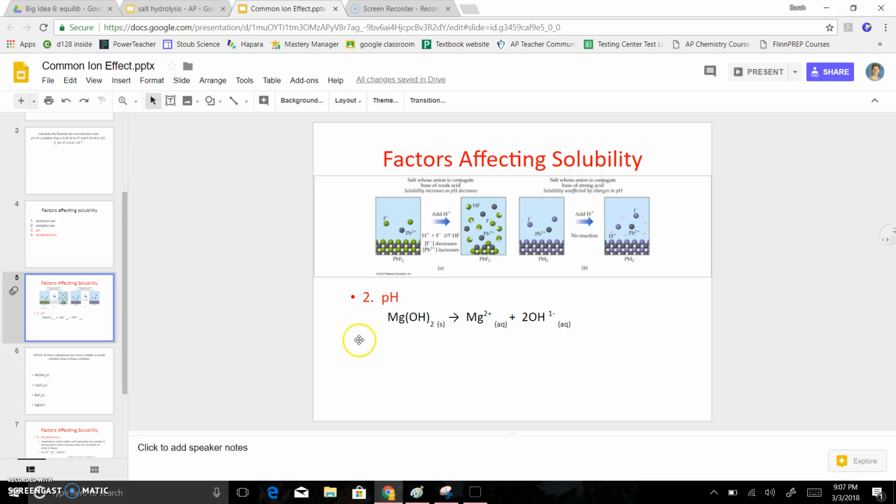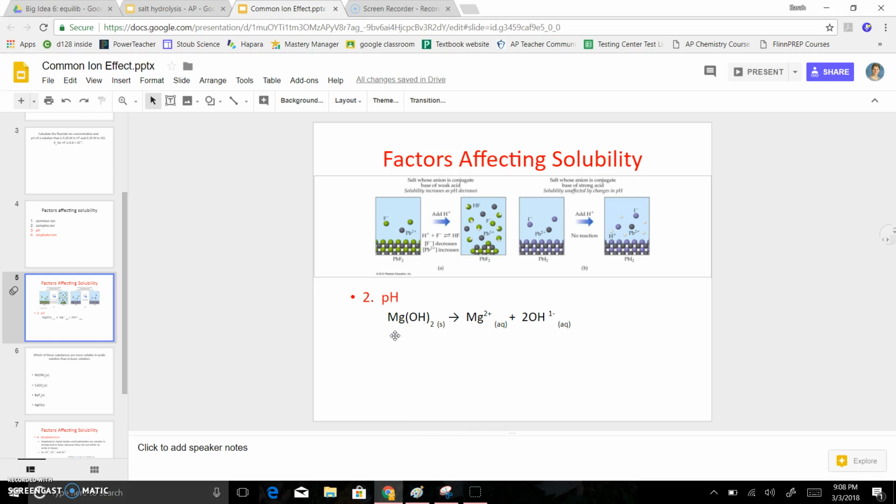pH really isn't too tricky. Let's say you've got something like magnesium hydroxide. Well, if you wanted to put in a basic solution, suddenly you'd add a lot of base, that's a lot of OH, and Le Chatelier's principle would say, this isn't good, we've got to shift it to create more solid, so that would mean it is less soluble in a basic solution.